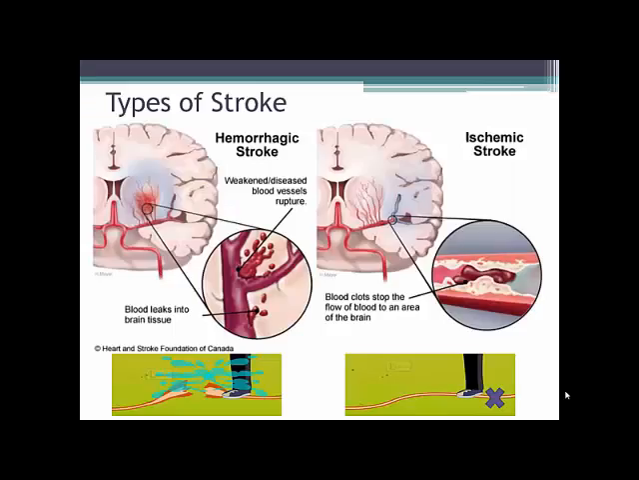Let's get started. So there are two main types of stroke. One is a hemorrhagic stroke, or for simplistic purposes, we're going to just call this a bleeding stroke. And there is another called an ischemic stroke, or we'll talk about that as the blood vessel is completely clotted off. So that type of stroke.